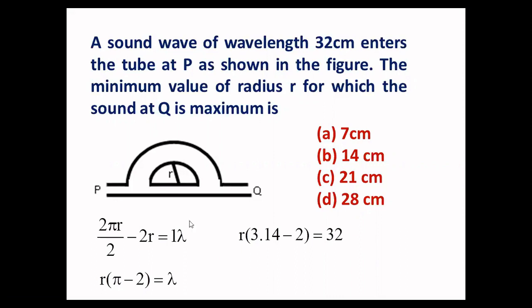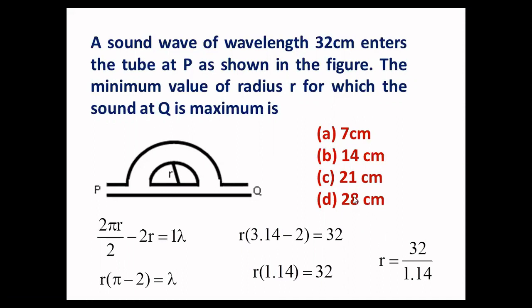Pi is 3.14, minus 2, is equal to 1.14, and lambda is given as 32 centimeters. So what is r? 32 by 1.14. 32 by 1 is 32, right? 32 by 1.14 is slightly less than 32, that is 28. This should be the answer. You can check it using a calculator, but in the examination, a calculator will not be given. So this should be 28 centimeters.